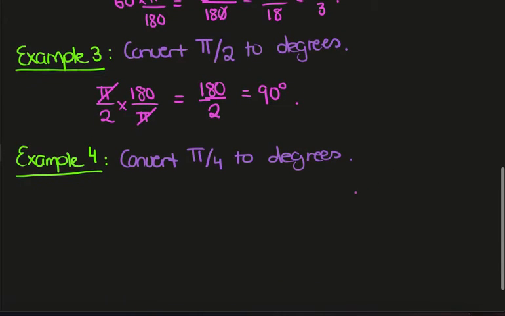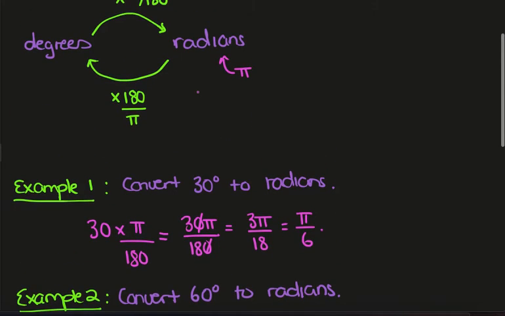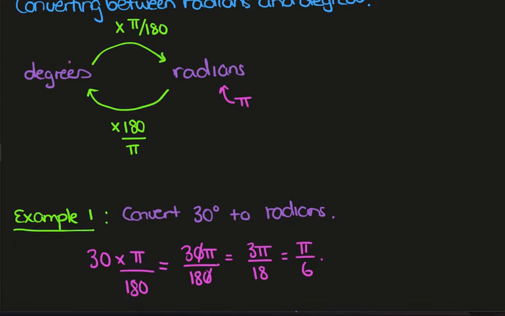Okay, let's just look at one more example. So here we have pi on 4. So we want to convert that to degrees. So we'll multiply by 180 and divide by pi. Again, the pi's will cancel, and we end up with 180 divided by 4. If we divide the top and the bottom by 2, we end up with 90 divided by 2, and that's just 45 degrees.